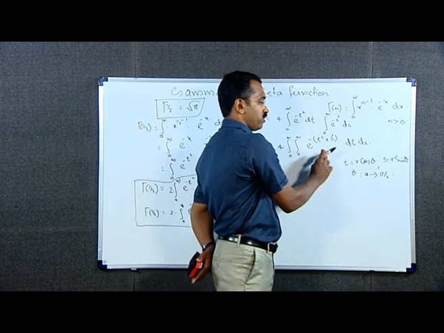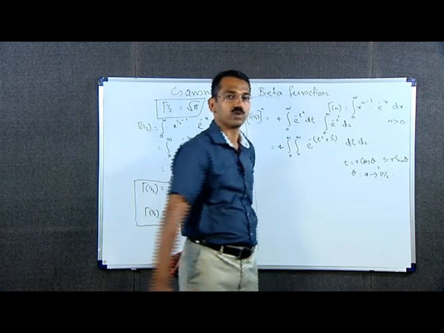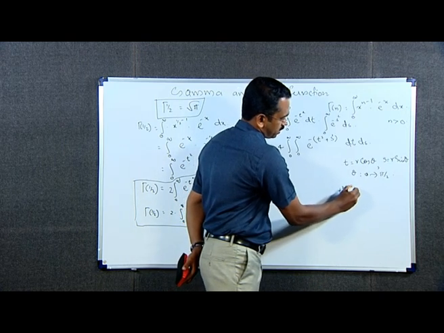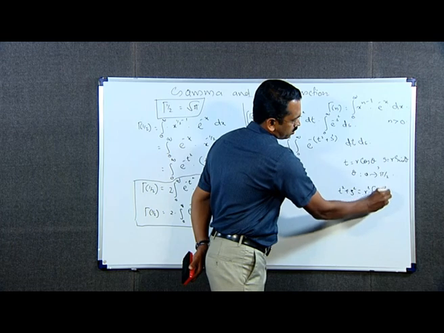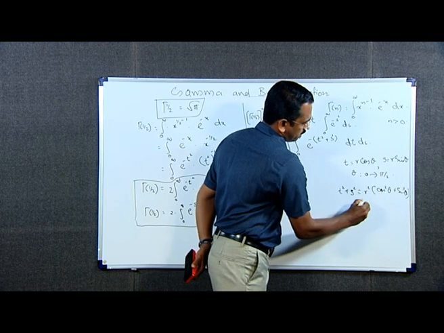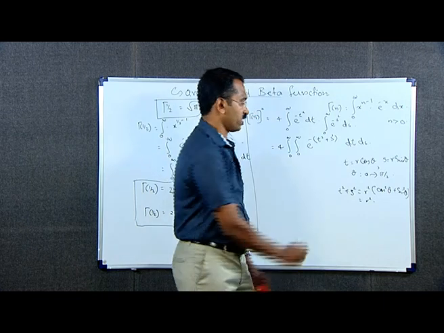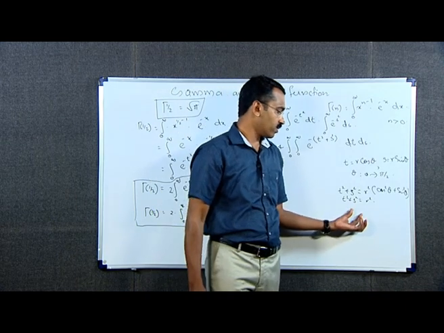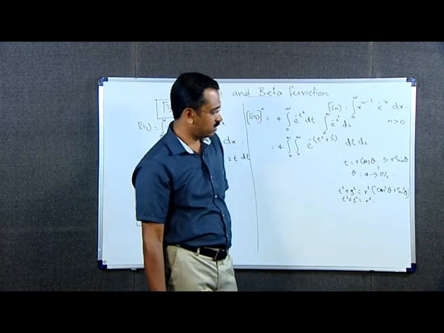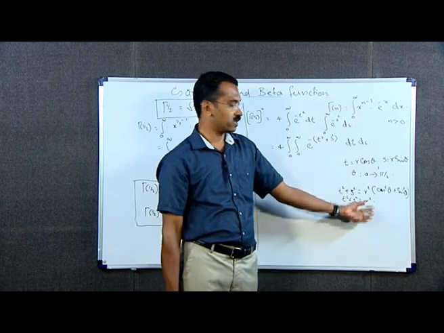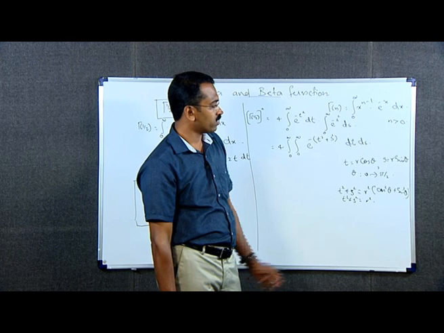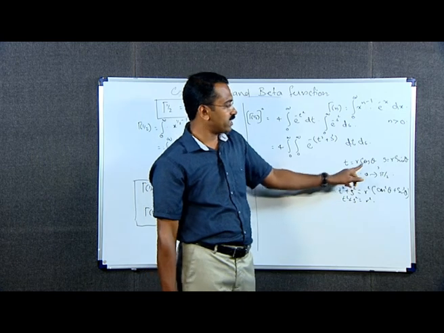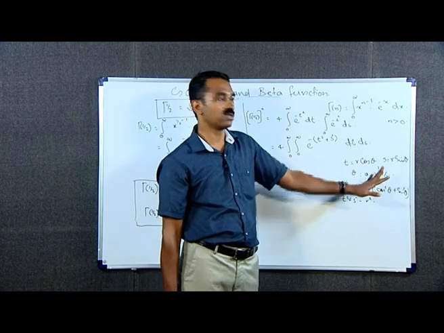By this substitution, we get t square plus s square is equal to r square into cos square theta plus sin square theta, which is equal to r square. t square plus s square is equal to r square, which represents a circle in the ts plane whose radius is r. Therefore, if we change to polar coordinates, we can take the limits of theta as 0 and pi by 2.